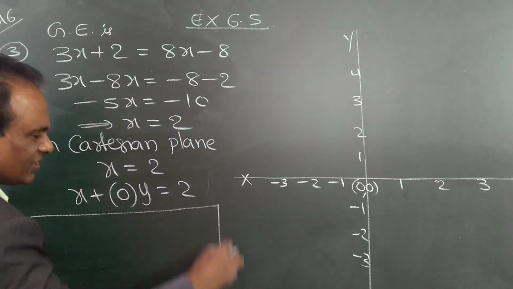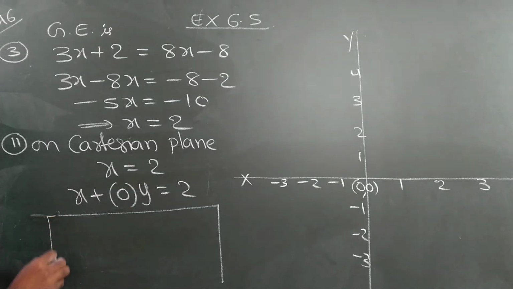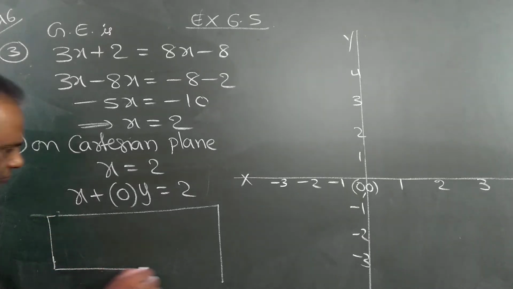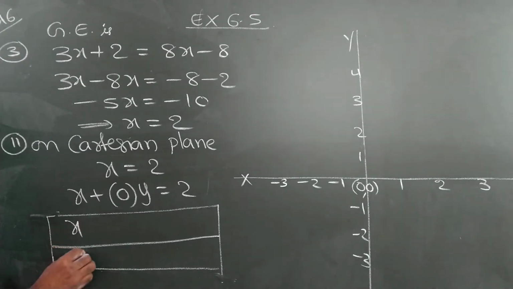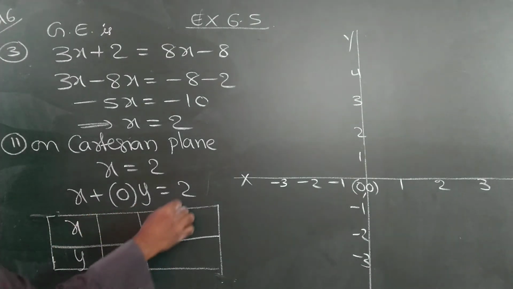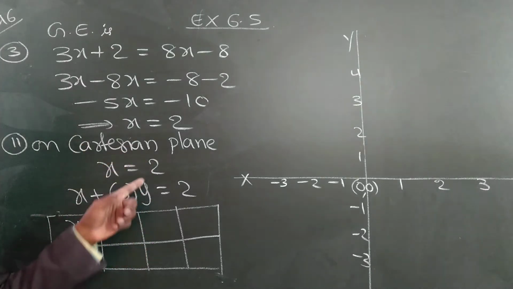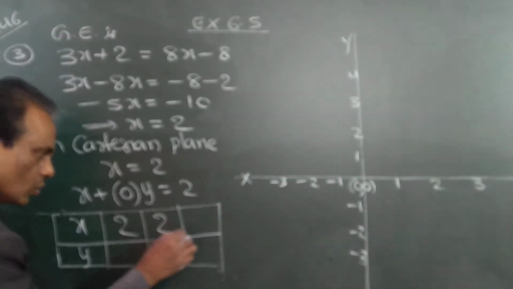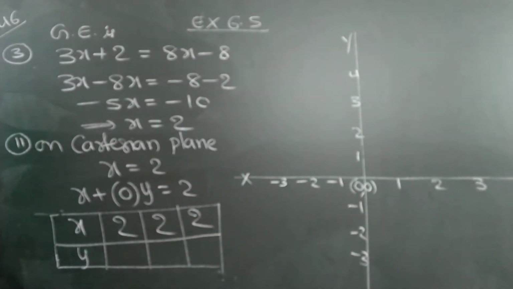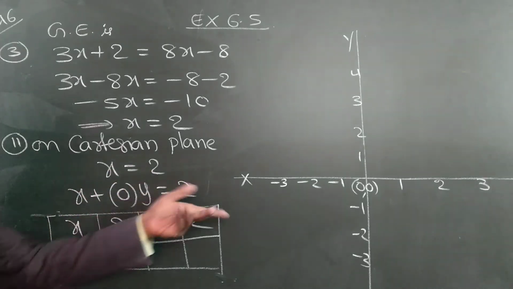Actually, this is a simple equation, no need of a table also. But for getting some steps, because it's a simple question, I will take a table of x, y. I will take 3 values. For x you can't take 1, 2, 3. X is always 2. X is 2 only.